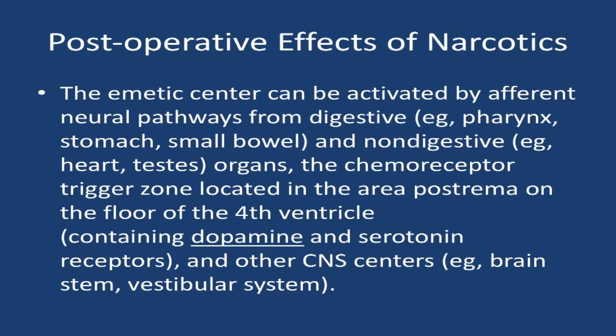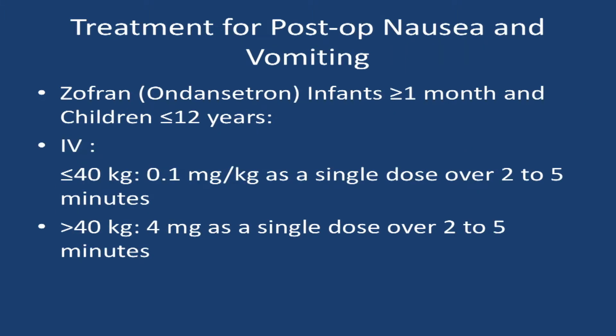The chemoreceptor trigger zone, located in the area postrema on the floor of the fourth ventricle of the brain, contains dopamine and serotonin receptors. Other CNS centers, for example the brainstem and vestibular system, report to us about nausea and vomiting. How can we help this from happening?